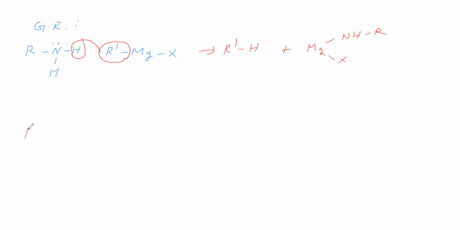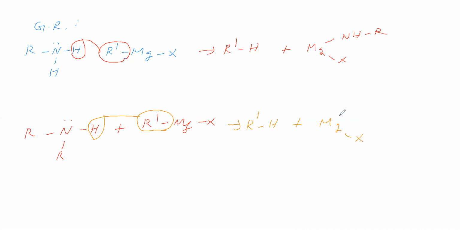Now we will take a secondary amine and add the Grignard reagent. What is the product in this case? This R dash takes this bond and takes this H plus and becomes R dash H, an alkane. The remaining part is Mg having X and NR2.